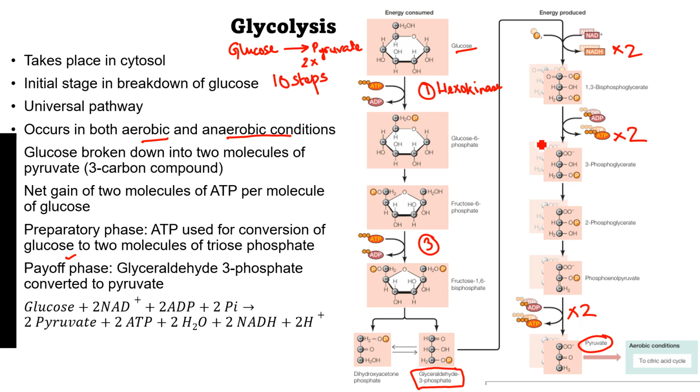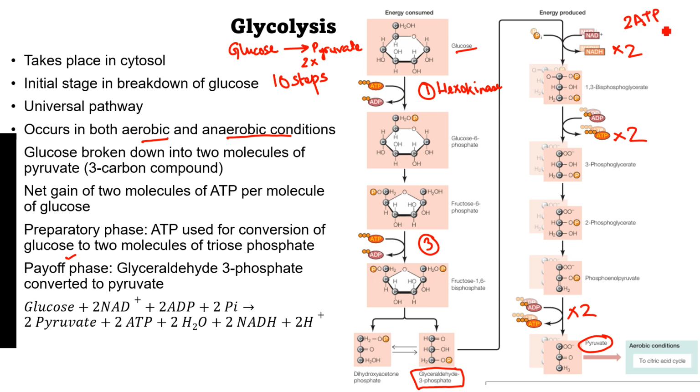So the net energy calculation, as was also discussed in the lecture. If you do the net energy calculation, how many ATPs are generated in the payoff phase? There are four ATPs generated. One is when 1,3 bisphosphoglycerate converts into 3 phosphoglycerate, and another is when phosphoenolpyruvate converts into pyruvate. There are four molecules of ATP generated, and two molecules of ATP utilized. So the net ATP generated by glycolysis is two ATP, right?